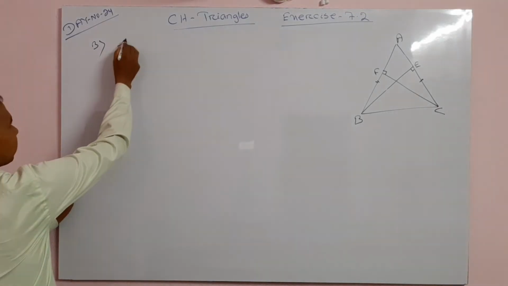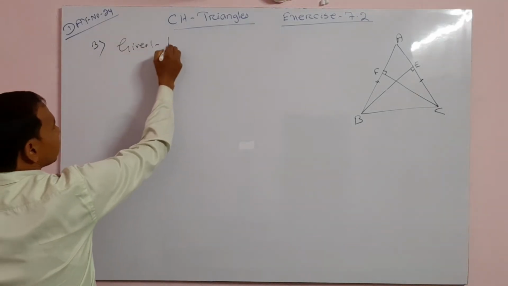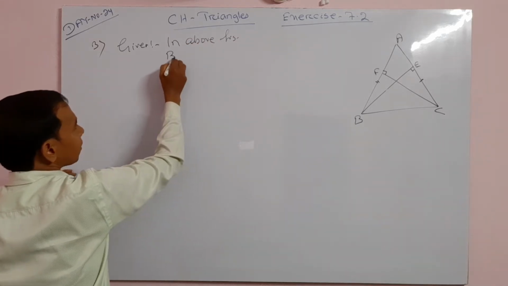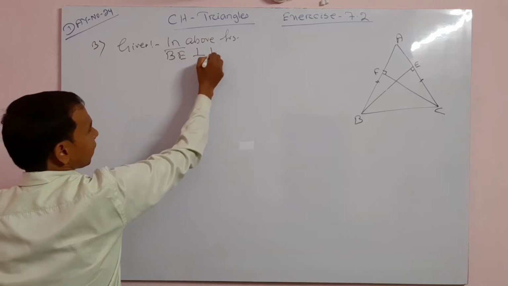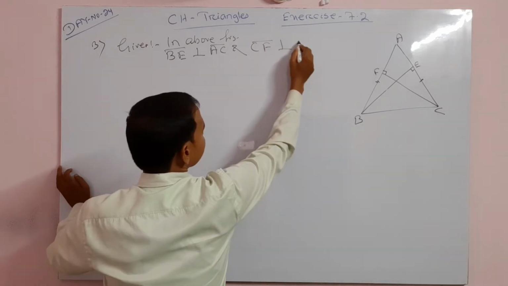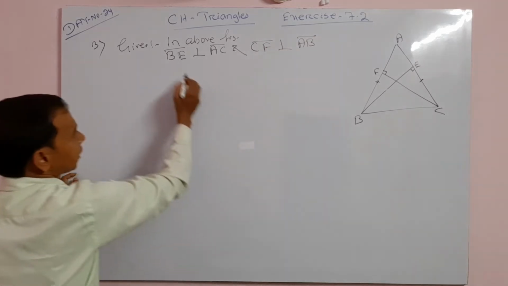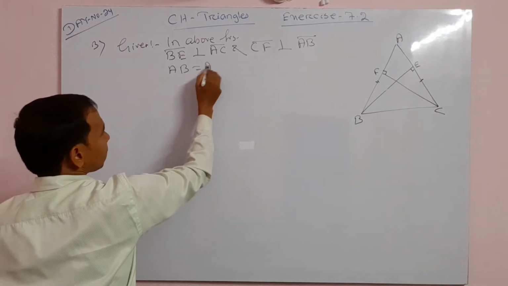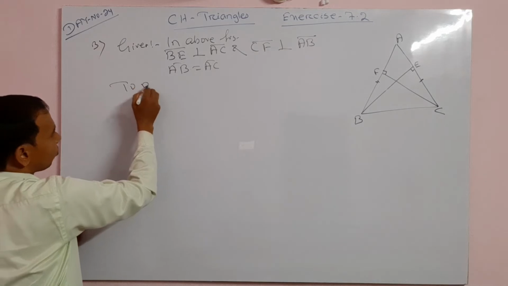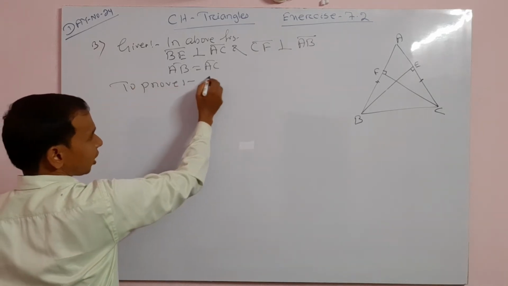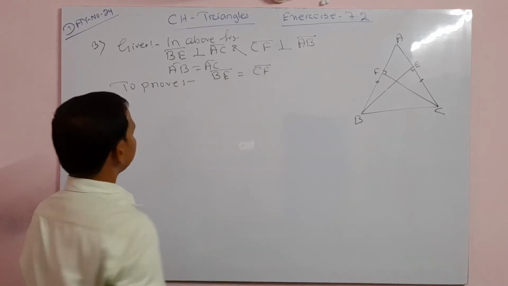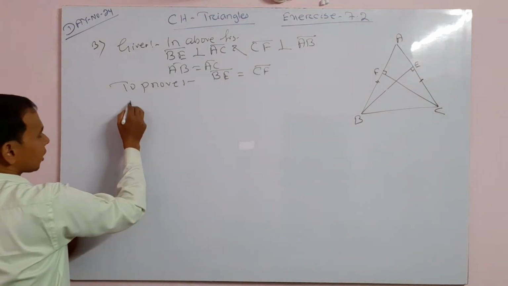First you write here, given: in the above figure, BE is perpendicular to AC and CF is perpendicular to AB. Then AB is equal to AC. Given is complete. Then come to prove: these altitudes are equal. That means our aim is to prove that BE is equal to CF. Given and to prove are complete. Then come to the proof.